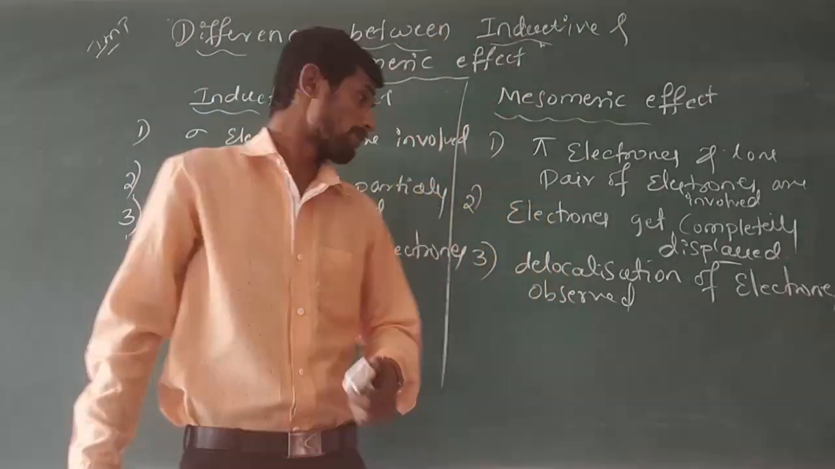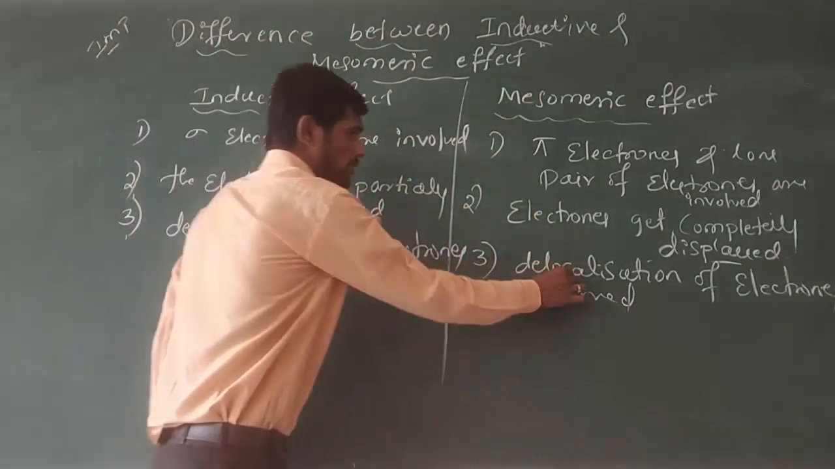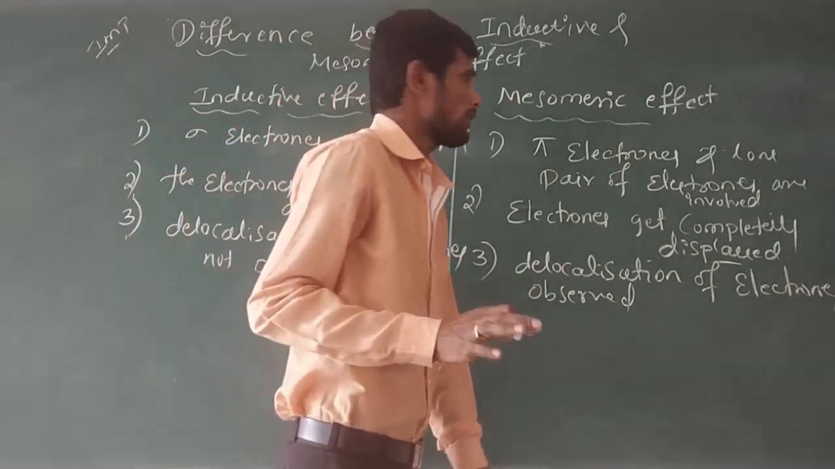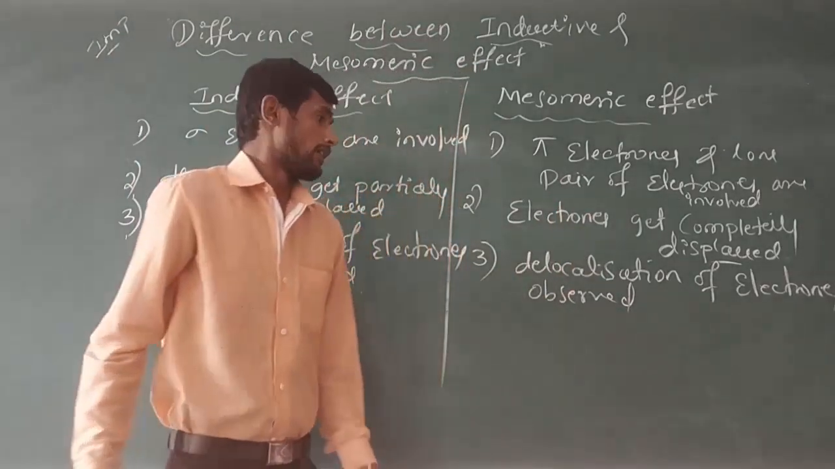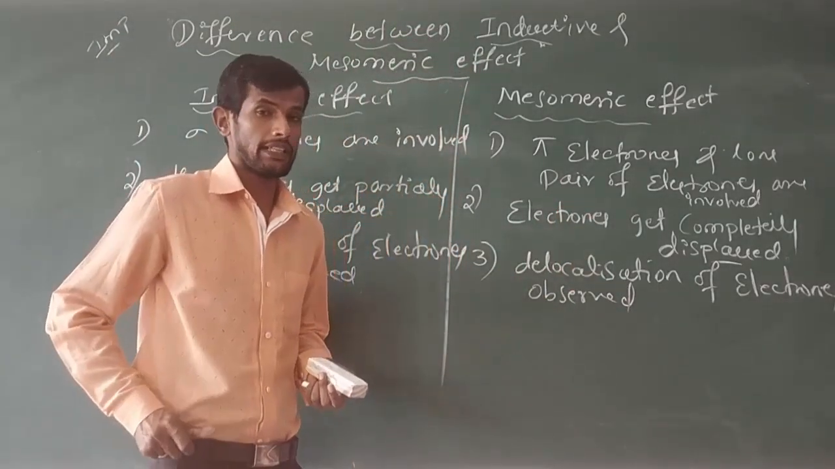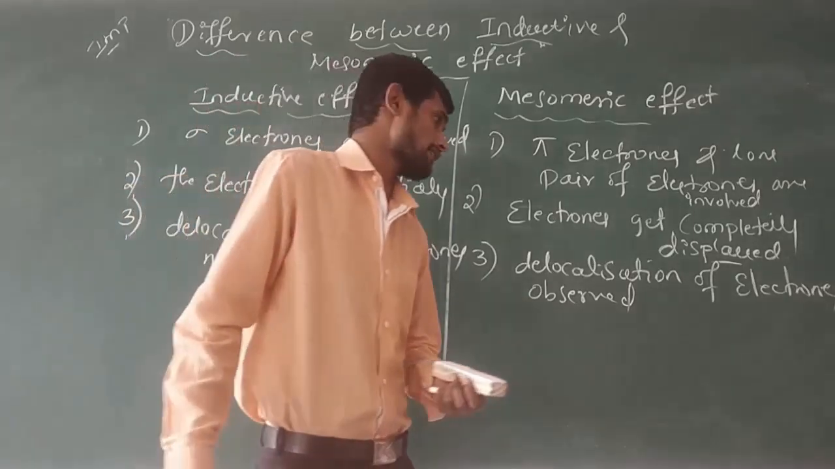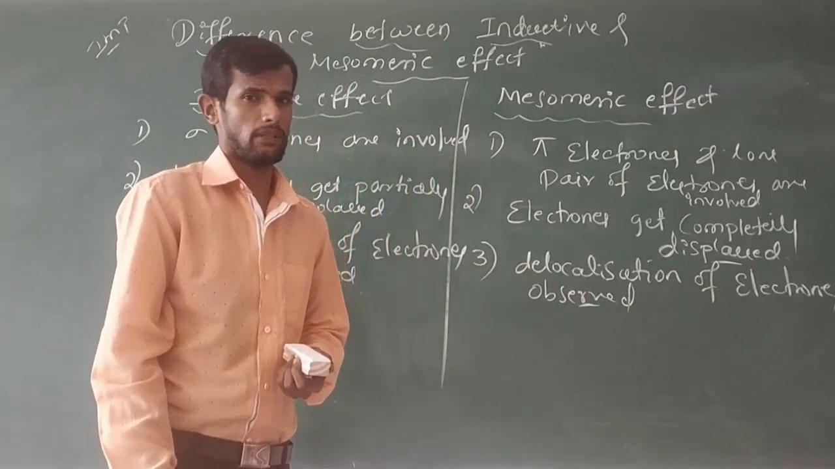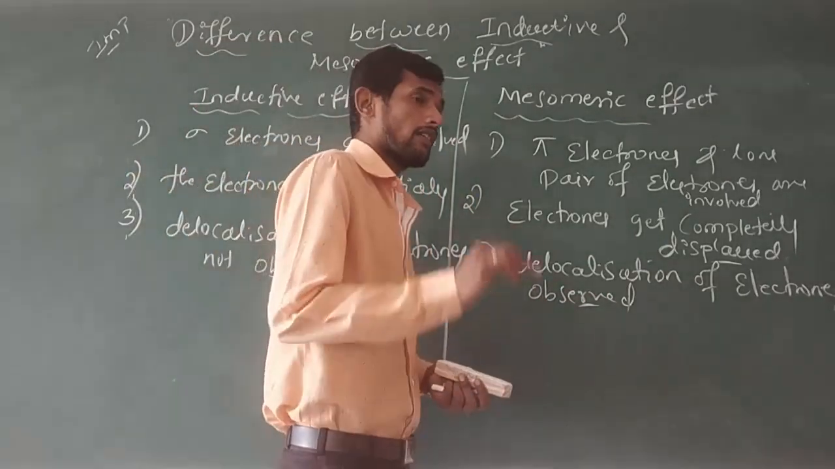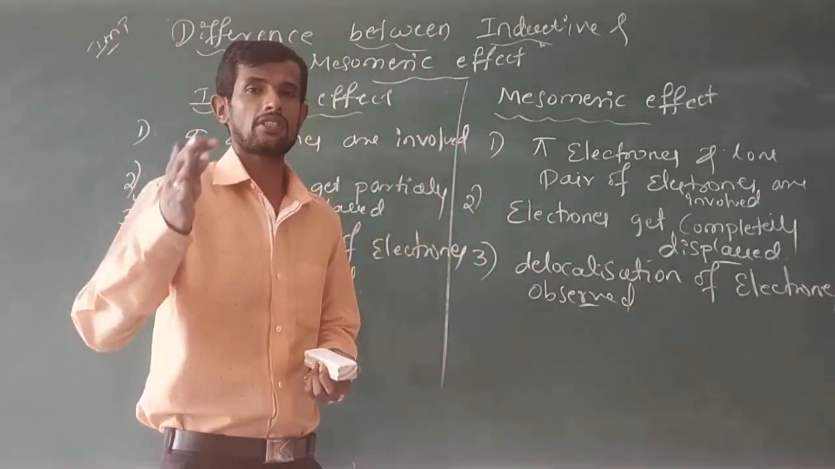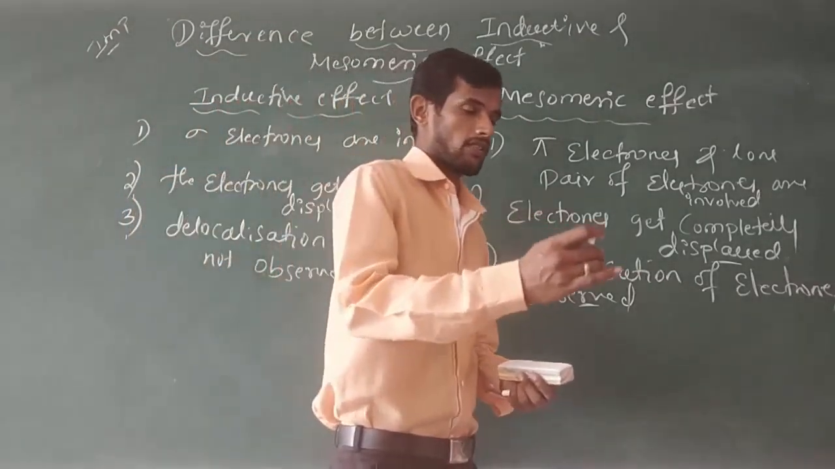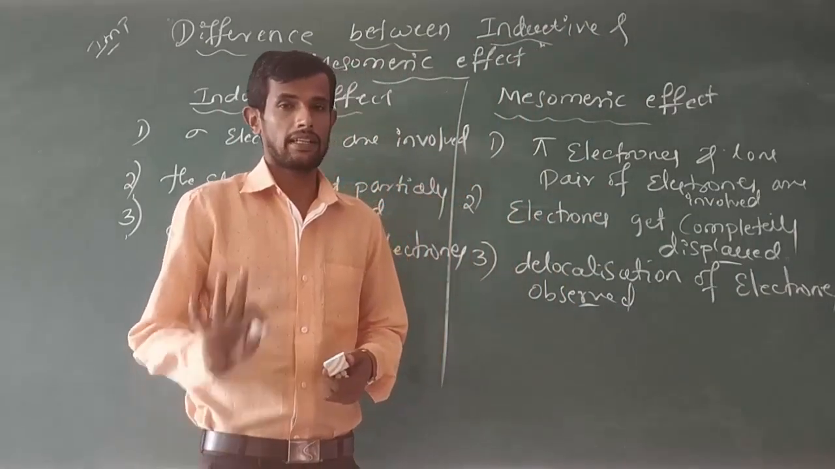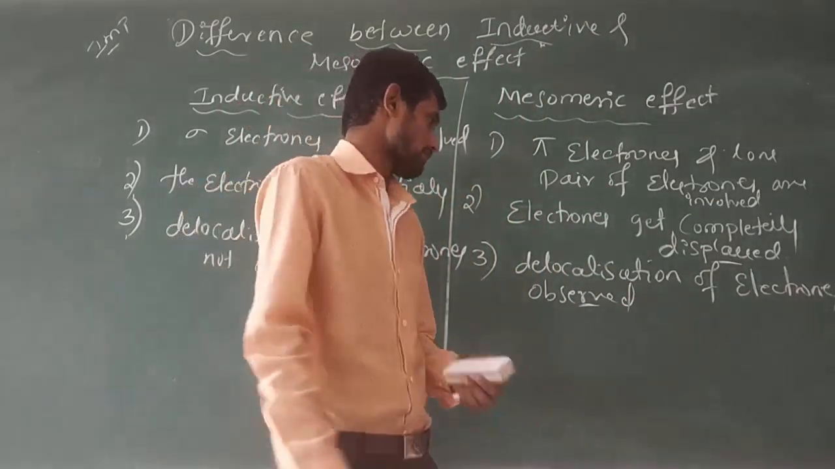Yes, what is this delocalization of electrons? The movement of pi electrons, you know. This mesomeric effect is mainly observed in conjugated compounds or conjugated molecules, which contain alternate single and double bonds. You know that point. In that there is a delocalization of electrons, meaning first the electrons move to the next atom with alternate single and double bond.